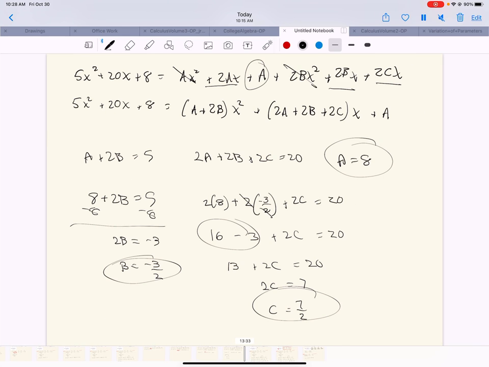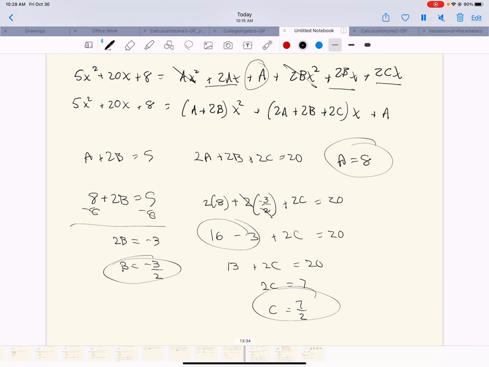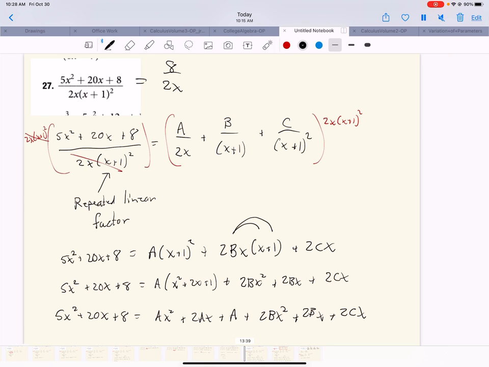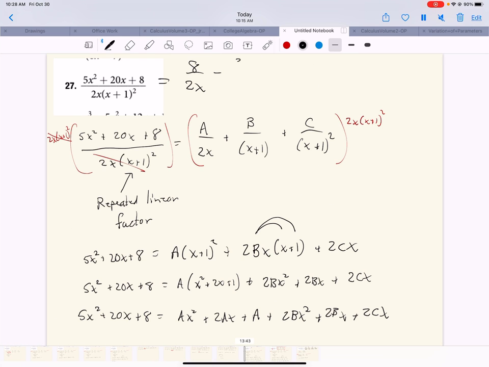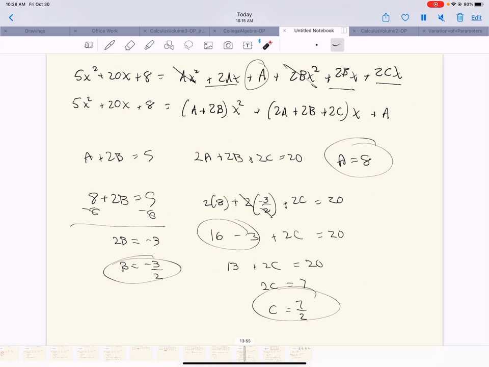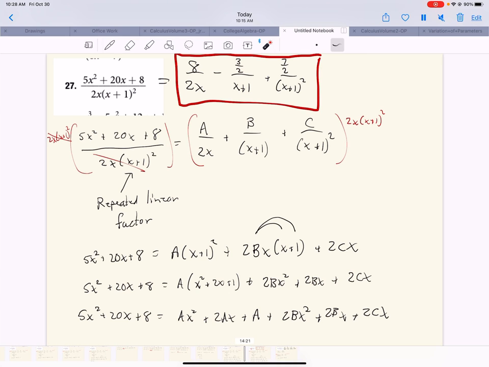So then, coming back to the other page, now I can put my answer together. Remember, it was supposed to be a over 2x, and a was 8, so it's going to be 8 over 2x. And then it's plus b. Now b, though, is -3/2 right there, so I'm going to put a -3/2. Notice it was a plus, but I'm going to go minus there. And then c was 7/2 right there, so I'm going to put a 7/2 over x plus 1 squared. And that should be my final answer for that.